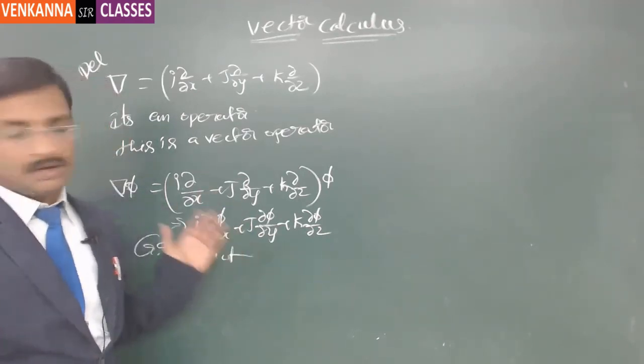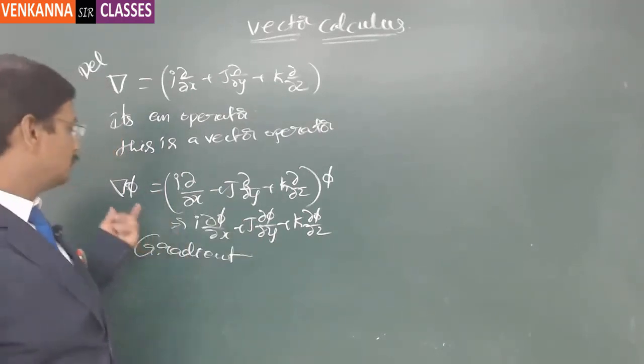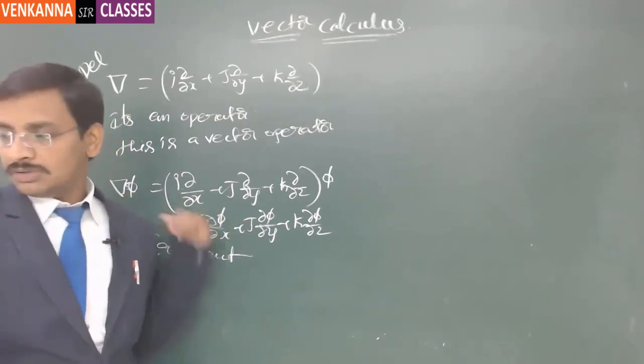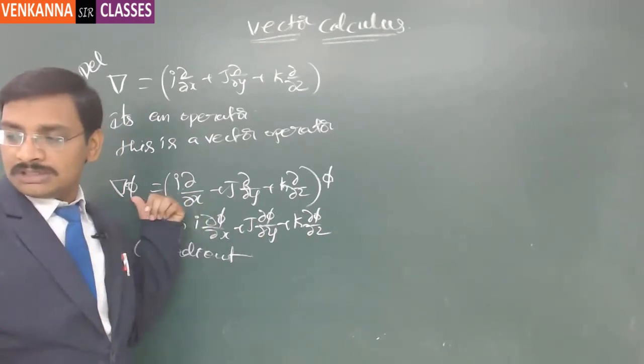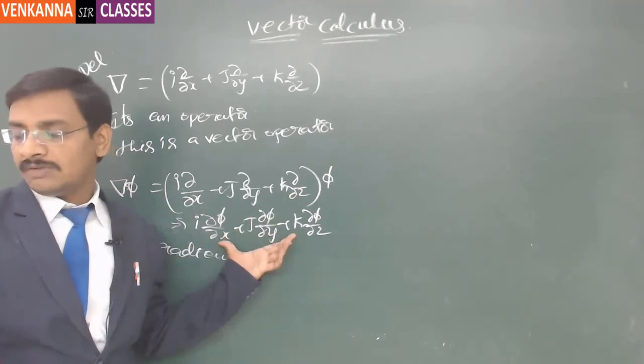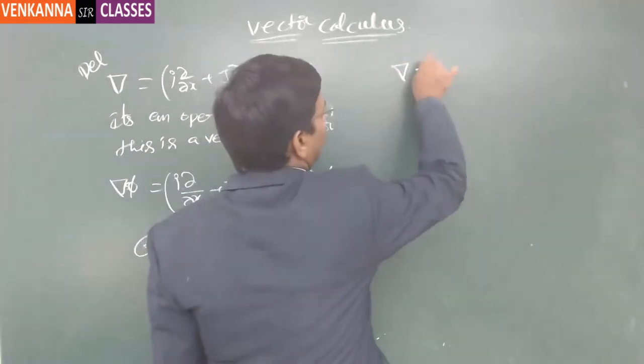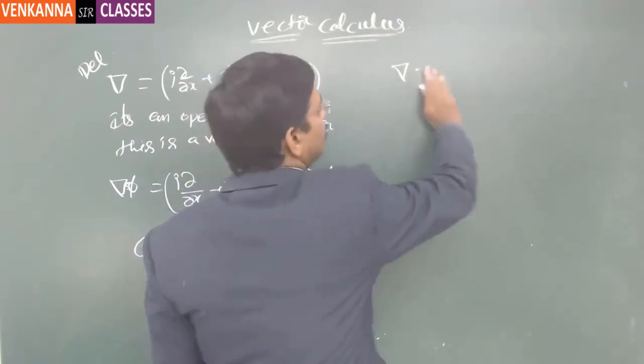Exactly in a similar manner, this can be operated onto vectors as well. So this is del phi if you wanted to operate. This is a scalar multiplication that is done, which is nothing but the operator acting on a scalar, giving us the gradient value.